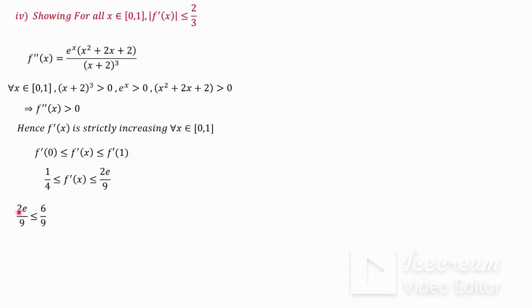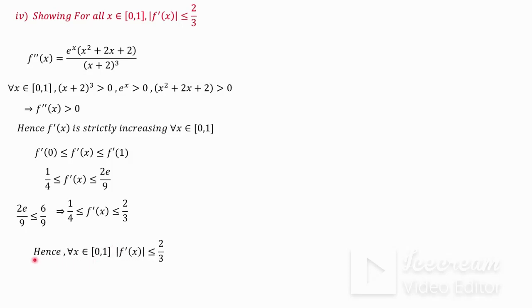Yes, because 2e is always less than 6 actually. So from which we can therefore write 1/4 is less than or equal to f prime of x, which is less than or equal to 2/3. That is, in the place of 2e divided by 9, we write simply 2/3, because 2e divided by 9 is always less than or equal to 6 divided by 9, and if you simplify 6 divided by 9, we are going to obtain 2 divided by 3 actually.